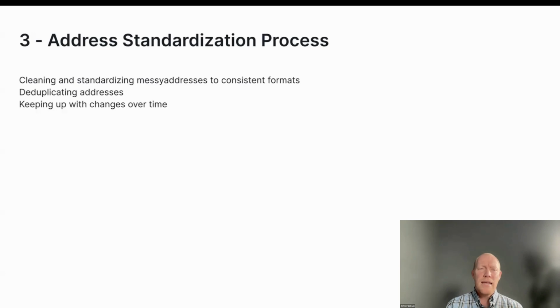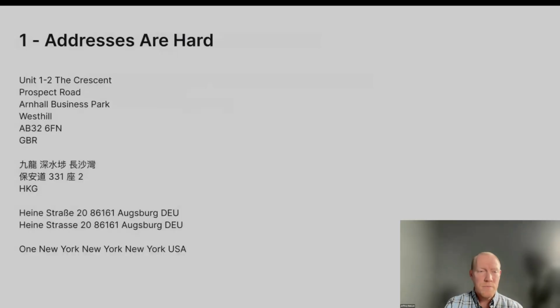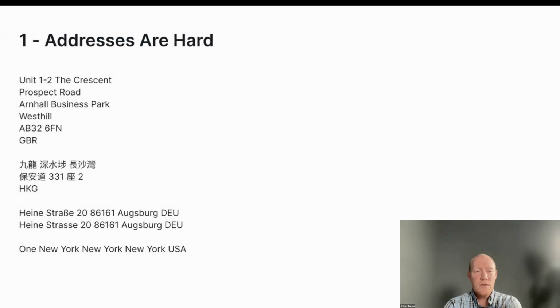Deduplicating cannot be done without some understanding of the addresses, and it also can't be done without first standardizing the addresses, so that 100 Main Street with street spelled out, or let's go back to this one, Heinestrasse with that ß on it, and Heinestrasse with the SS, the double S spelled out. Those are both the same address.